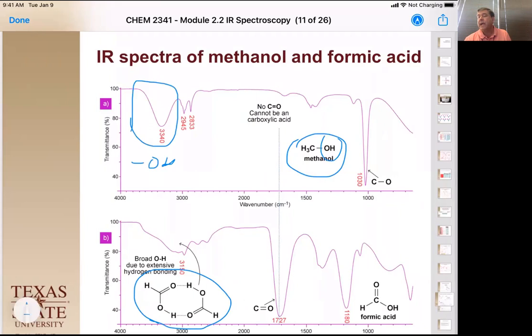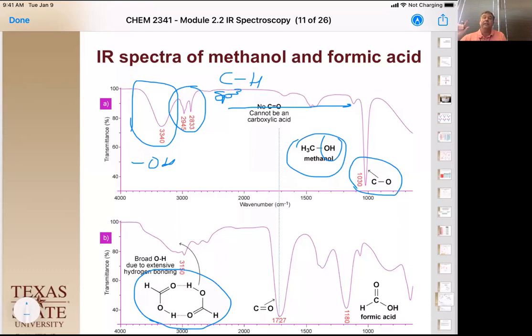Right here, we have aliphatic hydrogens, sp3 hybridized carbons with hydrogens on them. Basically not much else until we get to this strong carbon-oxygen peak right above 1,000. We don't expect to see any carbonyl because we don't have a carbonyl. We don't have any triple bonds, double bonds, etc. So we have all the expected peaks.